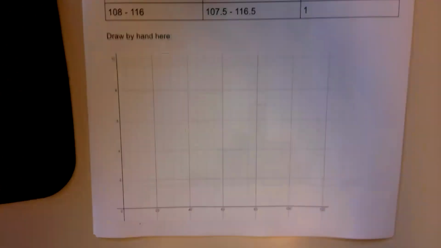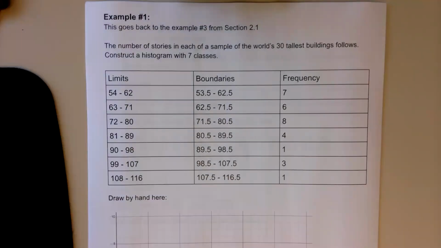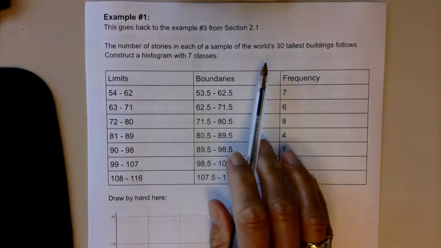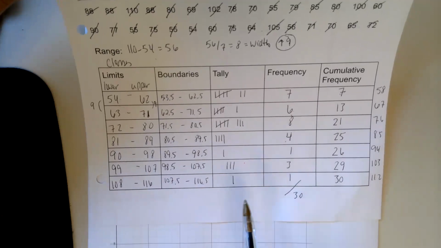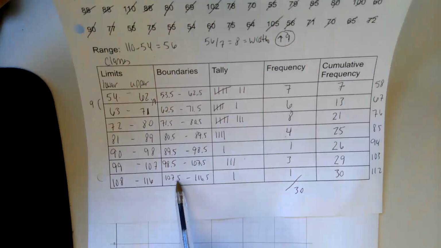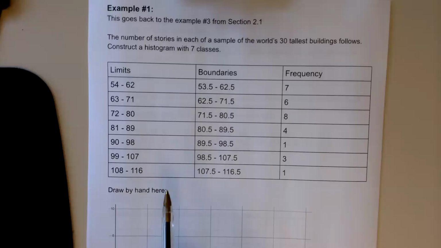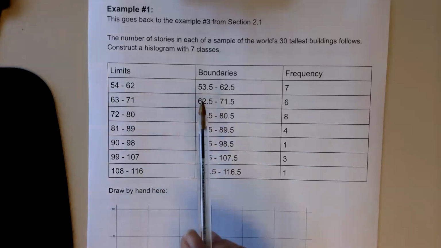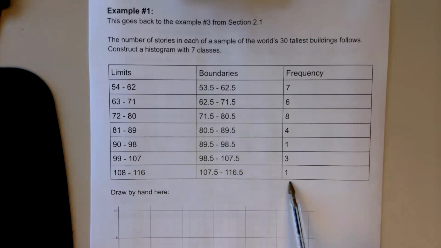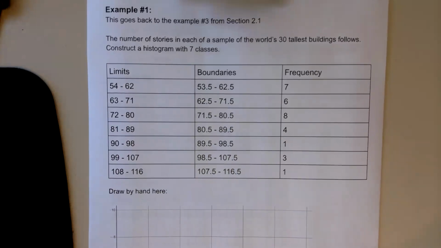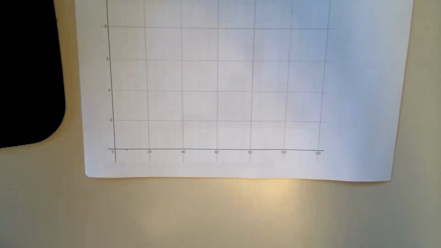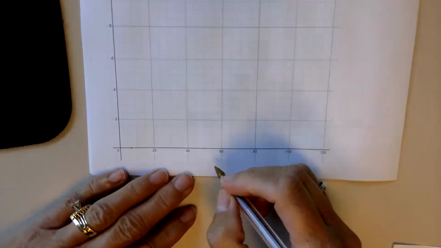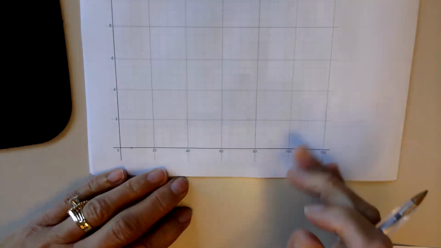So we're going back to the data that we looked at in lesson 2.1 regarding the world's 30 tallest buildings. We just created this together with our frequencies and cumulative frequencies, and we created our boundaries. So now I've taken our limits and our boundaries and put our frequencies in our table all in one, and we're going to use this to make a histogram. So I set up the scaling for us. The scaling is down below.